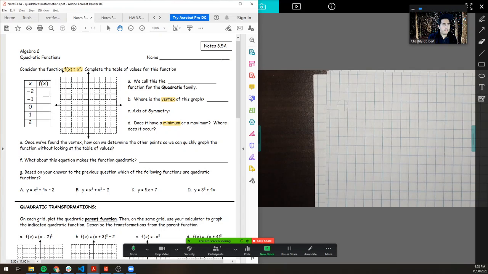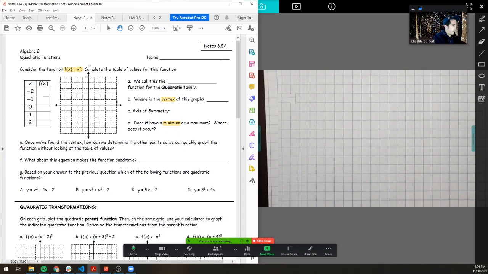Consider this function here, f of x equals x squared. This is the parent quadratic function. This is the basic quadratic function. Every other type of quadratic function that you graph or solve is some child of this function, some transformation of this function. So complete the table of values for this function.